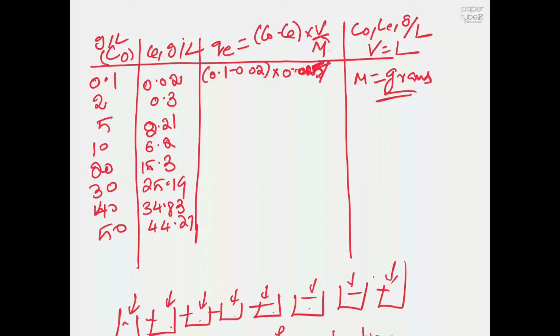I had some issues with my tab, it crashed. So let me continue. 0.1 minus 0.02 multiplied by 0.25, and then you substitute mass here. Mass in this case is how many grams? Let me check. Say 0.5 grams.